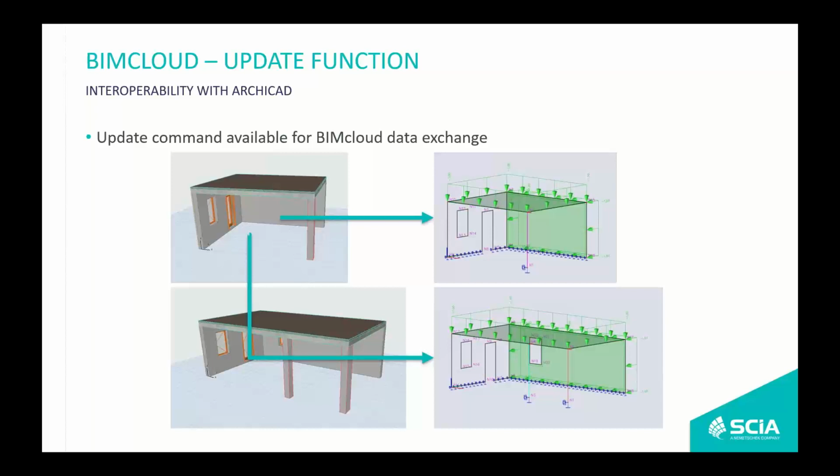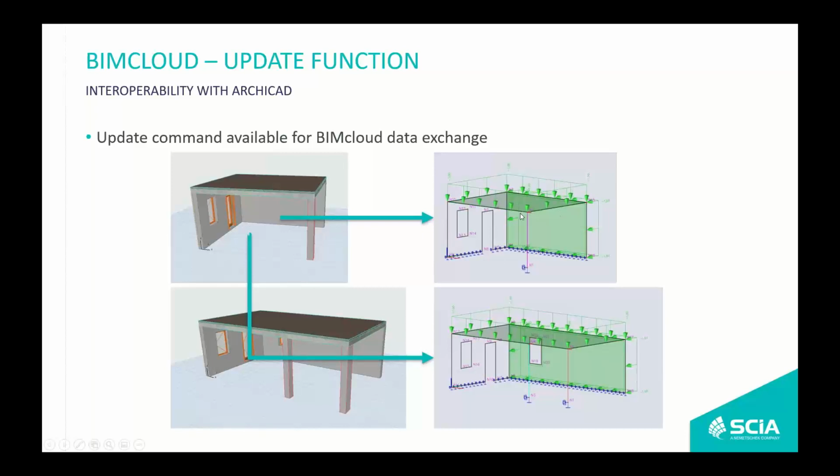And during your job, there can be some changes in the structural model in Archicad. I had created some dummy changes, so it's clear what's going on. There can be some extension, new change of cross sections, change of thickness, change of materials, and so on. This update command will allow you to update your structure without losing the additional data you have already applied. So, for example, in this case, I have extended the roof slab, added a new column, extended the wall, and added a new opening, and did the update.